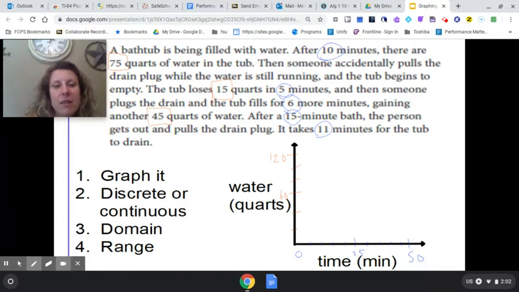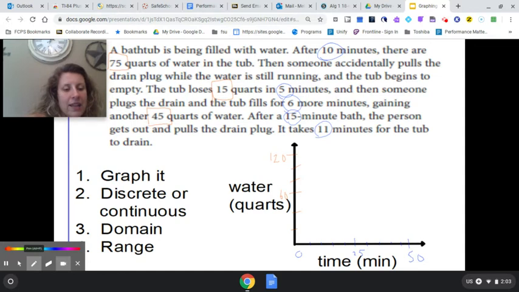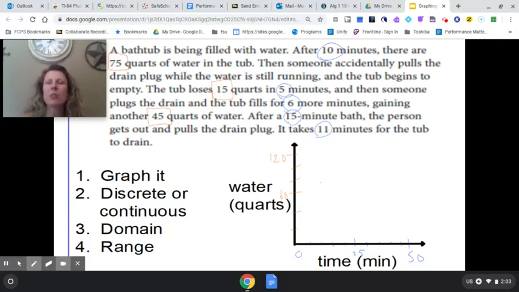Okay, so let's go ahead and put some points on the graph. After 10 minutes, there are 75 quarts of water. So at the 10-minute mark, which I counted by fives on the bottom, I'm at 75 quarts of water. And guys, we have to think, should we connect those points? So the water's not just going to jump from 0 quarts to 75 quarts right away. It's going to increase slowly. It's going to hit all of those values in between 0 and 75. So I am going to connect these two. It's a continuous graph.